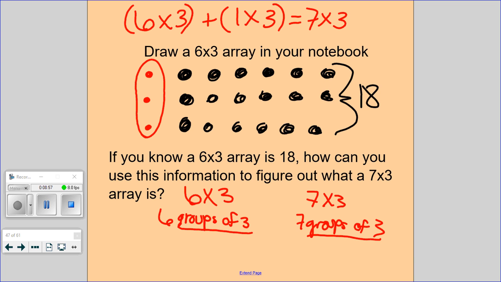Yes, ma'am? I thought you had to add 1 more group of 6 times 3. Nope. I'm at 6 groups and I want to get to 7 groups. I'm just adding 1 more group.